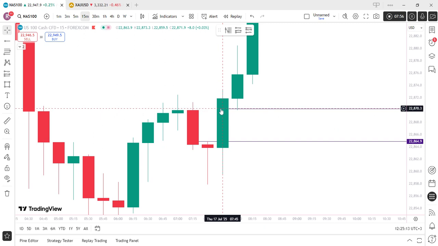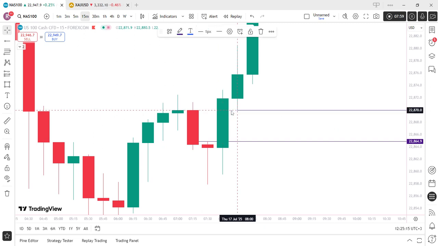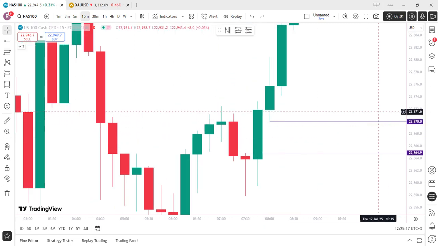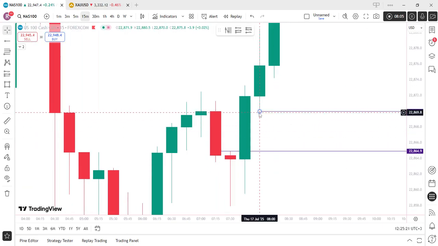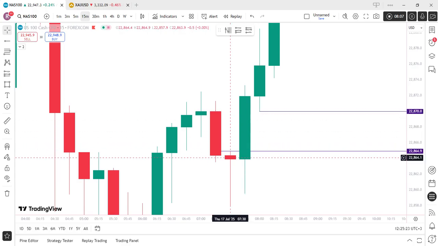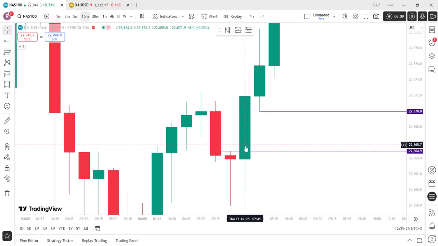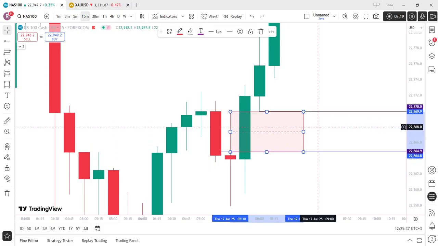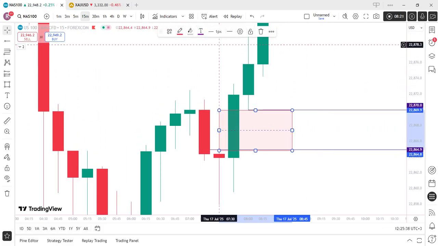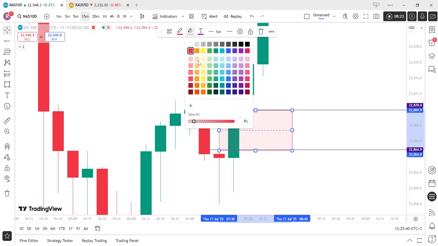So it also confirmed the creation of that gap. So we have the low of the third candle, we have the high of the first candle, and this is the gap we have created by the second candle, which is the middle one. So here we have our bullish candle.